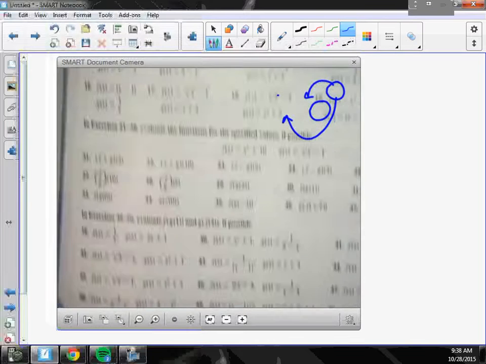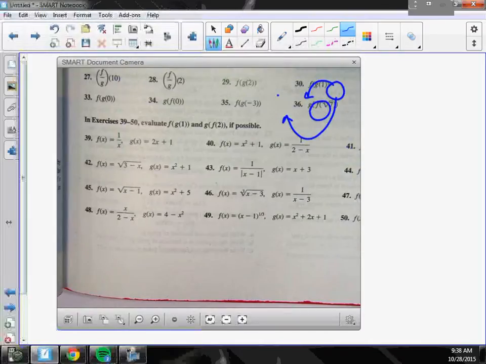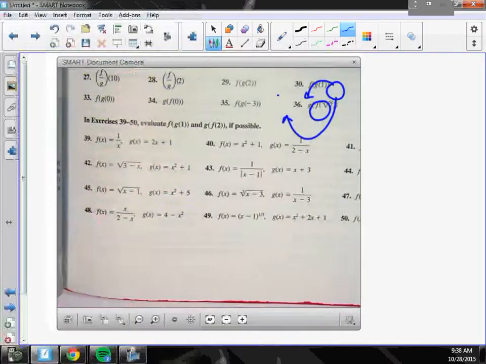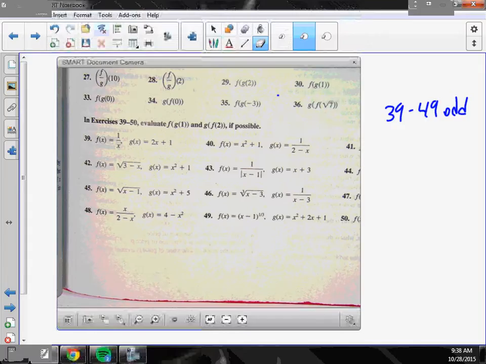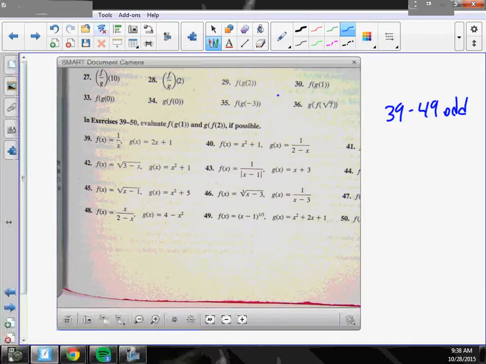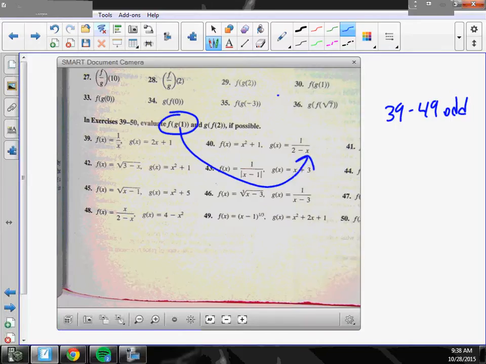So if you look at your exercise set, we are doing 39 to 49 odd. Okay? But it says evaluate f of g of 1 and g of f of 2 if possible. So let's do number 40. Number 40 for f of g of 1, I'm going to plug 1 into g. In the denominator, I get 2 minus 1, which is 1, and 1 divided by 1 is 1. So g of 1 equals 1.